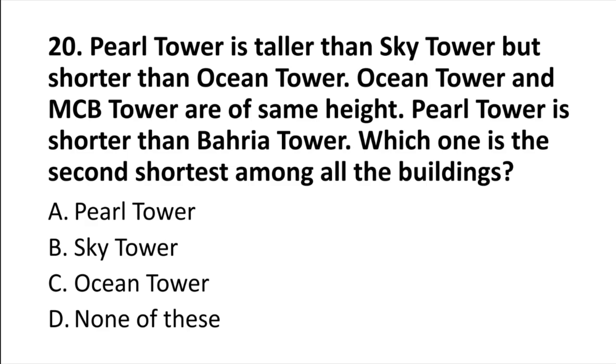MCQ number 20. Pearl Tower is taller than Sky Tower but shorter than Ocean Tower. Now Ocean Tower and MCB Tower are of the same height. Pearl Tower is shorter than Beria Tower. Which one is the second shortest among all these buildings? Option A, Pearl Tower. Option B, Sky Tower. Option C, Ocean Tower. Option D, none of these.